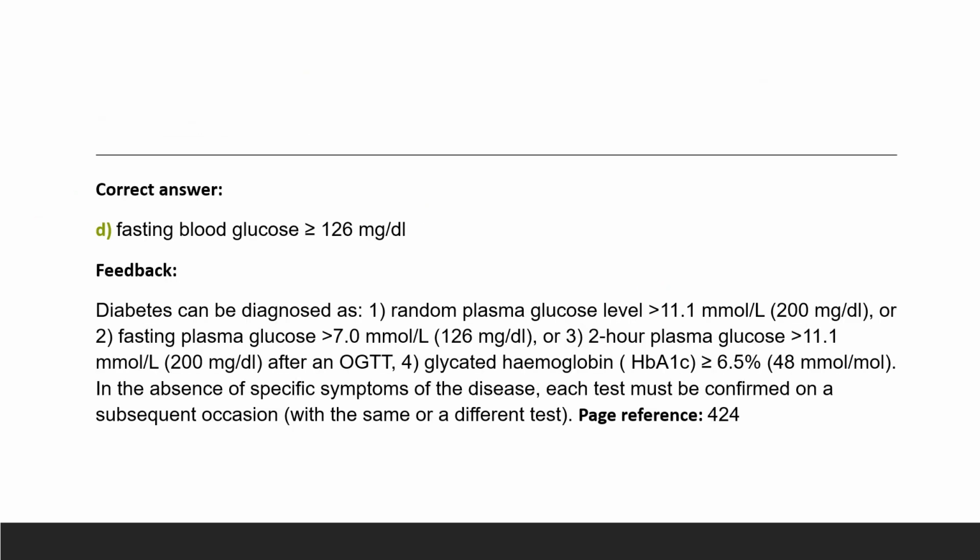So here comes the feedback: diabetes can be diagnosed when the random blood glucose level is more than 11.1 millimole per liter, or the fasting blood glucose level is more than 7.0 millimole per liter. And if we talk about 2 hours postprandial plasma glucose, it should be more than 11.1 millimole per liter.